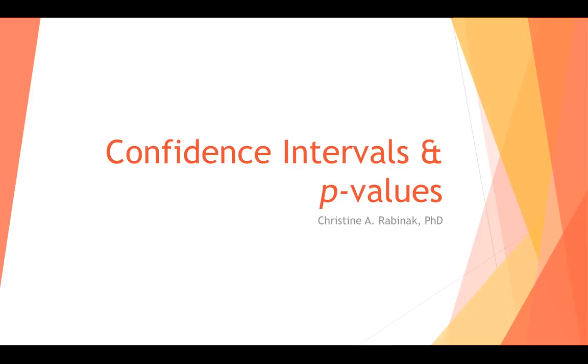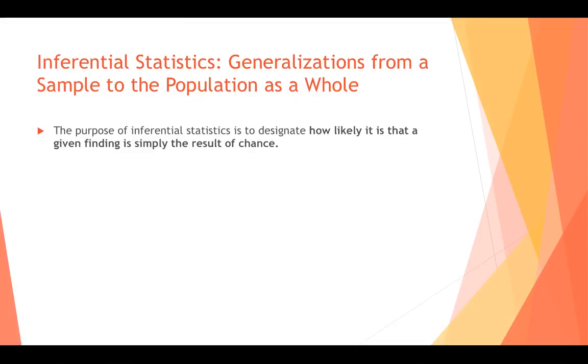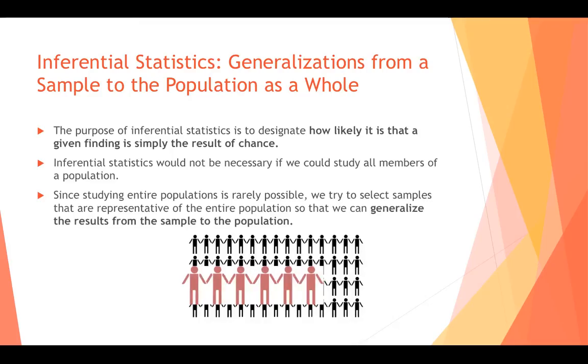Hypothesis testing using p-values and estimation using confidence intervals are two statistical frameworks that pertain to the precision of the observed magnitude of a treatment effect coming from a randomized trial. The purpose of inferential statistics is to designate how likely it is that a given finding is simply the result of chance. When we do a study, we're trying to use data collected on only a sample of the population of people affected by disease or by an exposure.